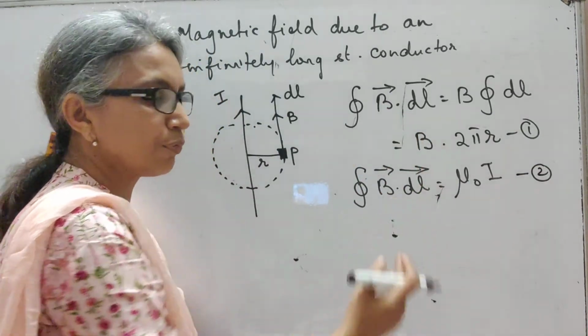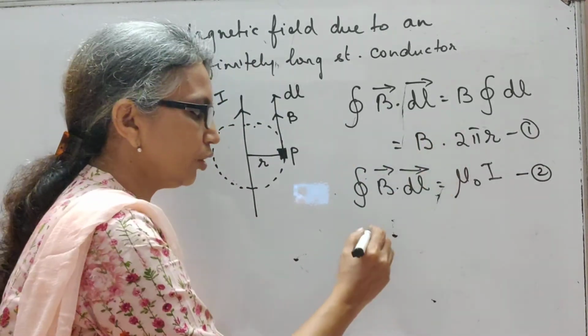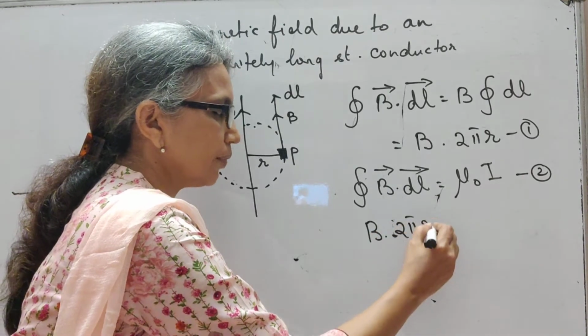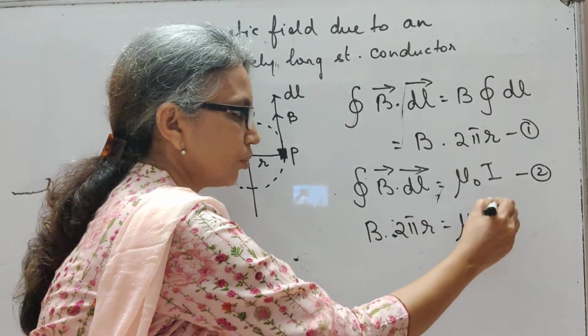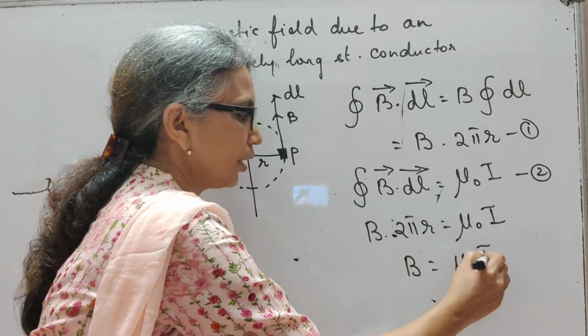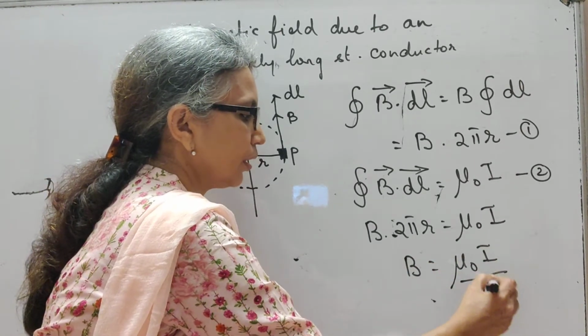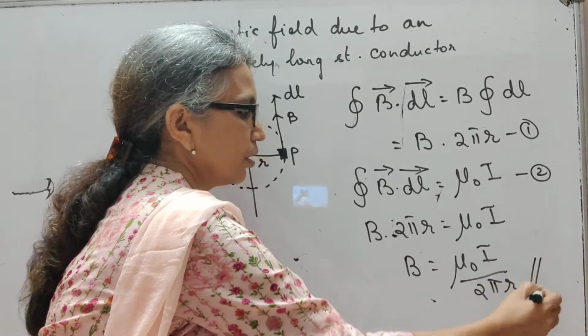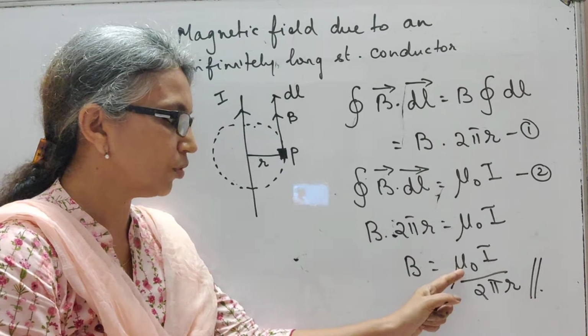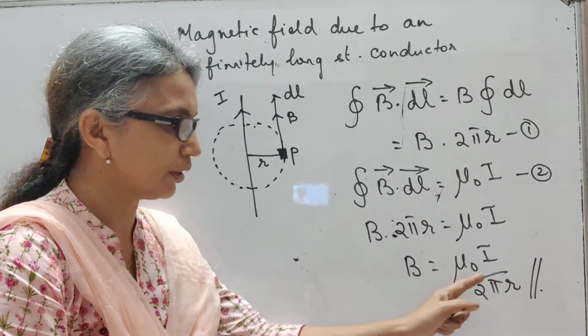The left hand sides of both the equations are the same. So I will equate the right hand sides to get B into 2 pi r must be equal to mu 0 I, or from there I know this is mu 0 I by 2 pi r. Okay. So we got the magnetic field at a distance r given by mu 0 I by 2 pi r.